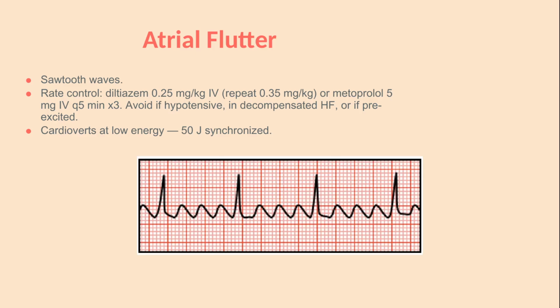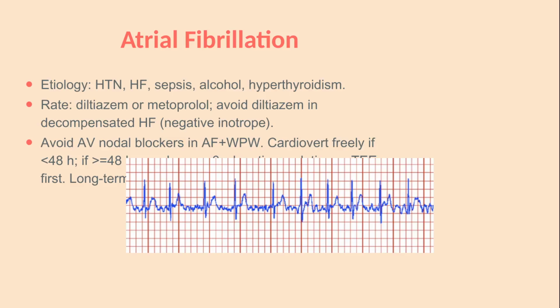The anticoagulation rules mirror atrial fibrillation exactly. The same duration questions, the same stroke risk scoring, and the same requirement for anticoagulation or thrombus exclusion before elective cardioversion beyond 48 hours of onset. Atrial fibrillation is the irregularly irregular rhythm with no organized P waves, and its etiologies are worth reciting because they drive management. Hypertension, heart failure, sepsis, alcohol, whether the holiday binge or chronic use, and hyperthyroidism.